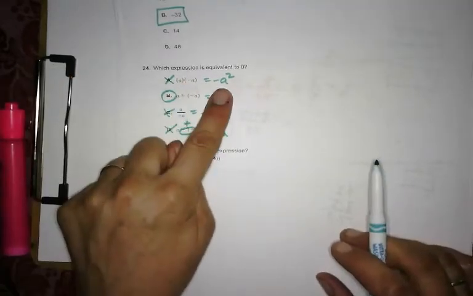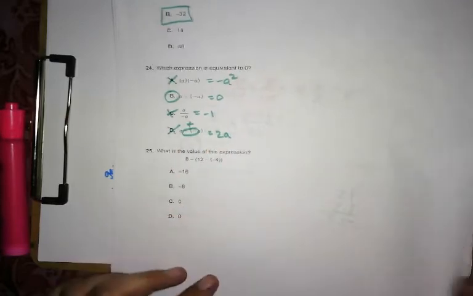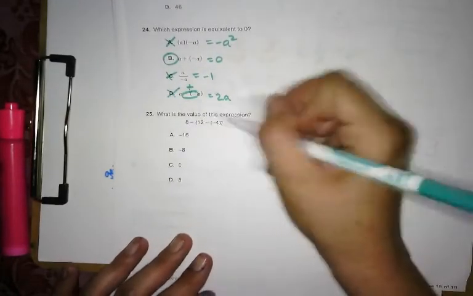So notice a times a is a squared, but a plus a is 2a. All right, evaluate the expression. Look at all those negative signs.